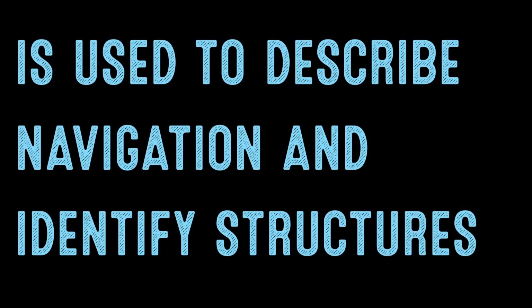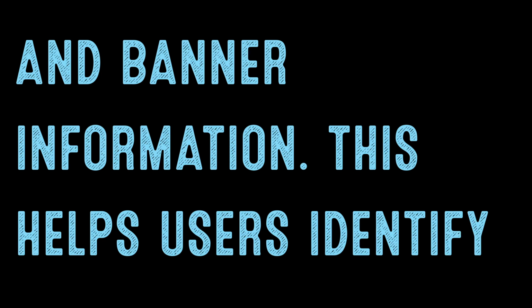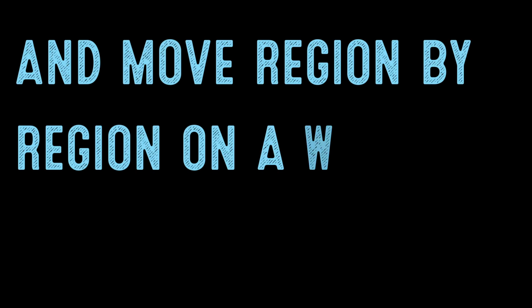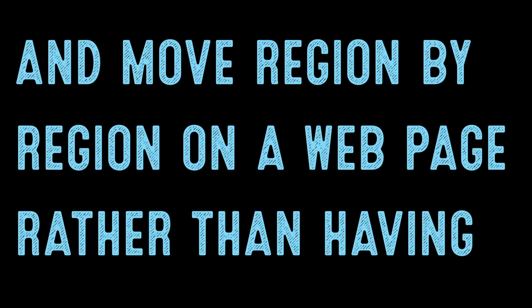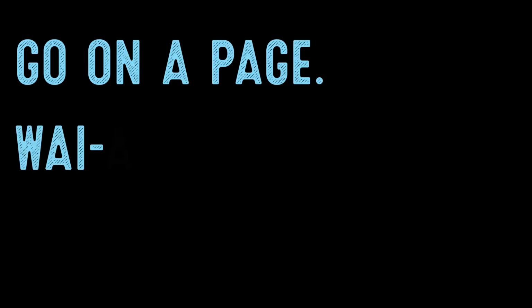WAI ARIA is used to describe navigation and identify structures such as menus, primary versus secondary content, and banner information. This helps users identify and move region by region on a web page rather than having to press Tab multiple times to get where they want to go on a page.